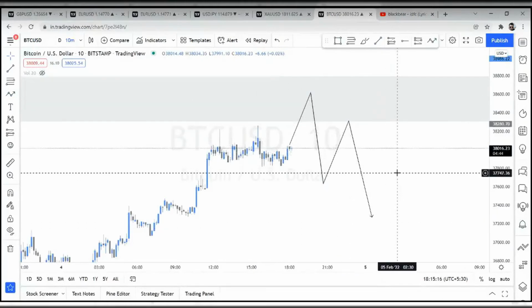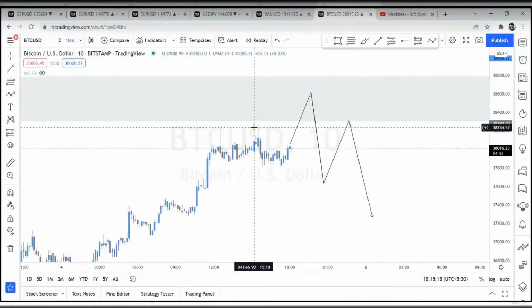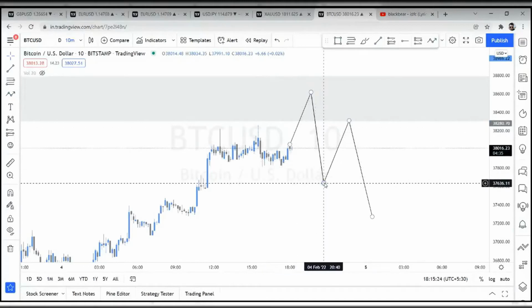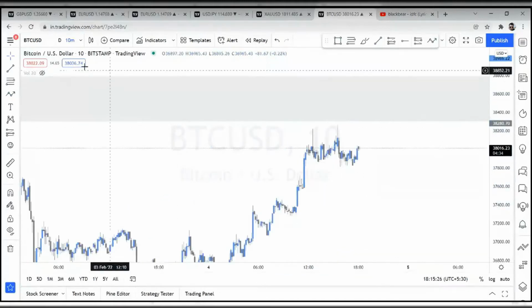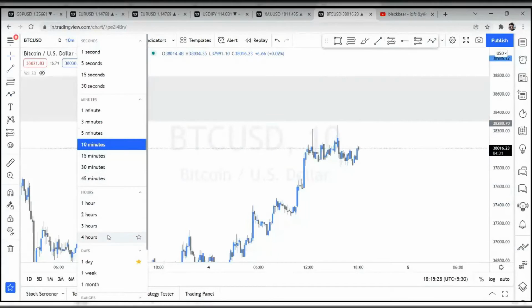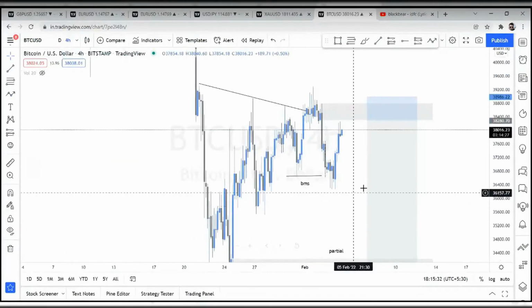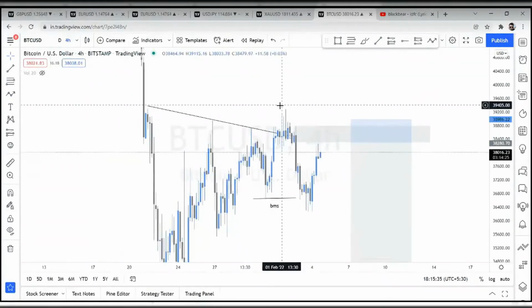Right now, whether this is UTAT or UT, we don't know. That is why we are waiting. We're not involving yet. Otherwise, this is a very good zone that we can involve ourselves in on Bitcoin, and see what move this does.